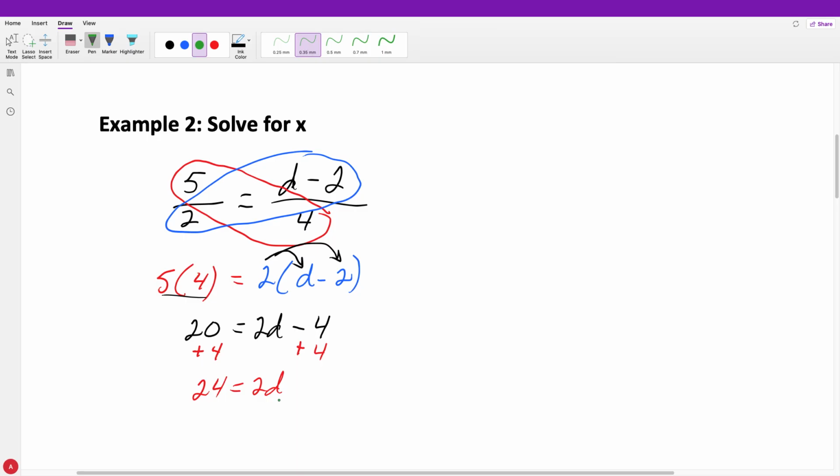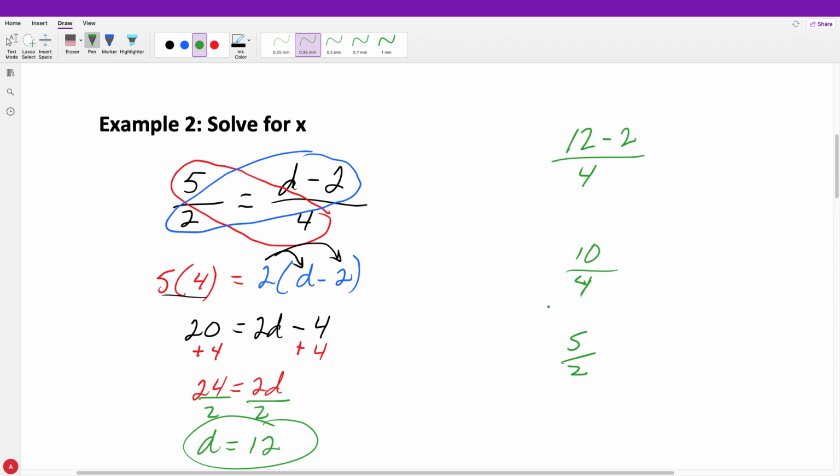And then I can go ahead and divide both sides by 2 to figure out that d is then equal to 12. And if I wanted to check my work, I can plug it back in. Well, 12 minus 2 over top of 4 is equal to 10 over 4, which will then reduce to 5 over 2, meaning that I know I did the right work.